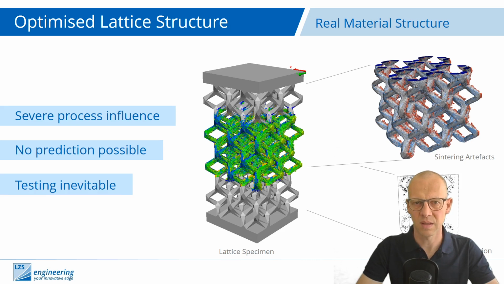So you see also from these images that the influence from the process is quite severe, and basically no prediction is possible. So in theory, someone may run a 10 years research project and simulate something like this, but at the moment there's no way to predict this behavior and the influence on the overall strength of such a grid. So here testing is inevitable.